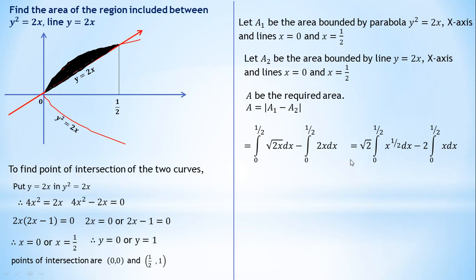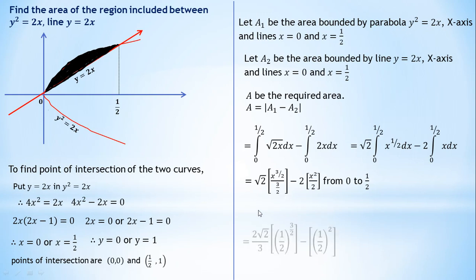So see here mathematically. Now evaluate the integration. Root 2 as it is, and the integration of x raised to 1 by 2 is x raised to 3 by 2 upon 3 by 2, minus 2 as it is into the integration of x, which is x square upon 2, and it is from 0 to 1 by 2. So now the integration is completed. Now we have to put the upper limit and then the lower limit. Upper limit is 1 by 2. So in this integration, first of all put 1 by 2, then minus 0.